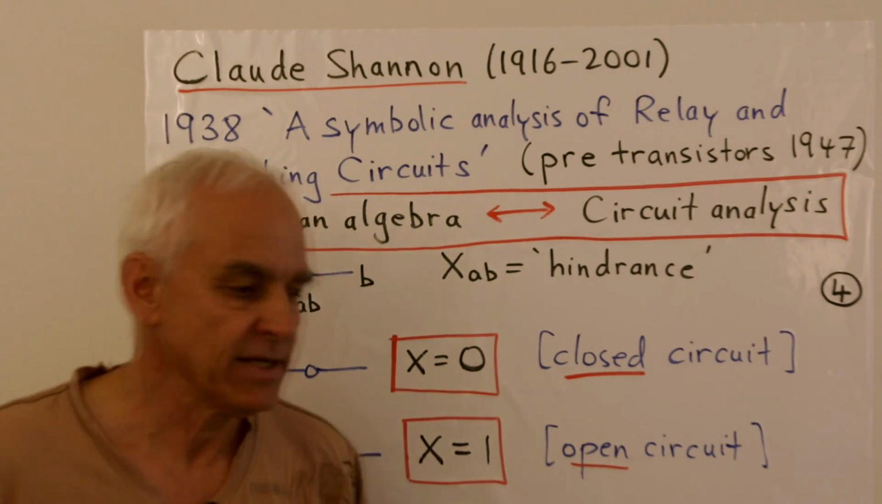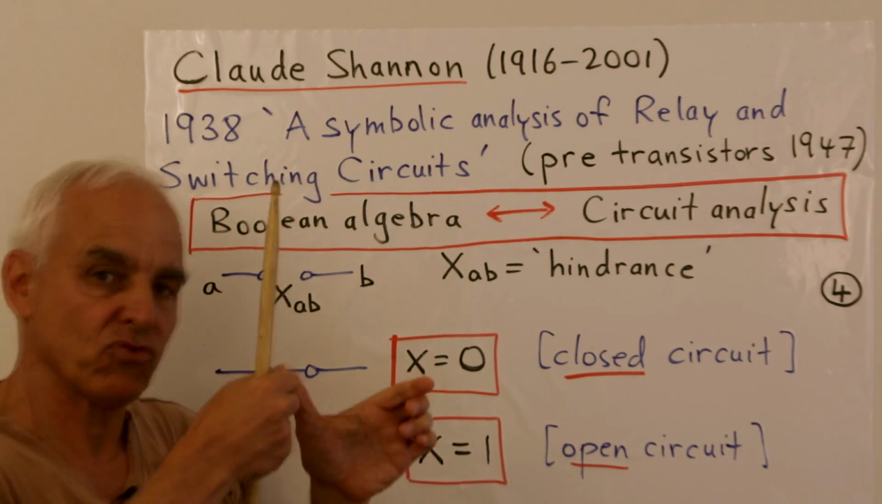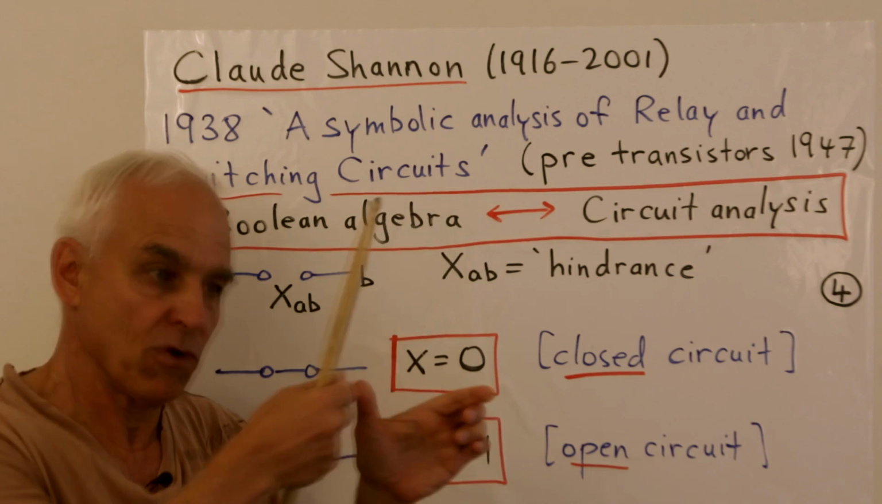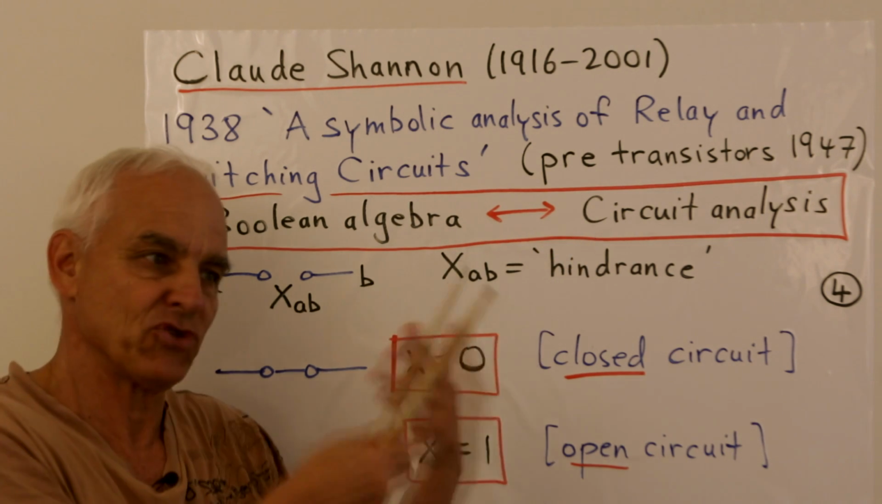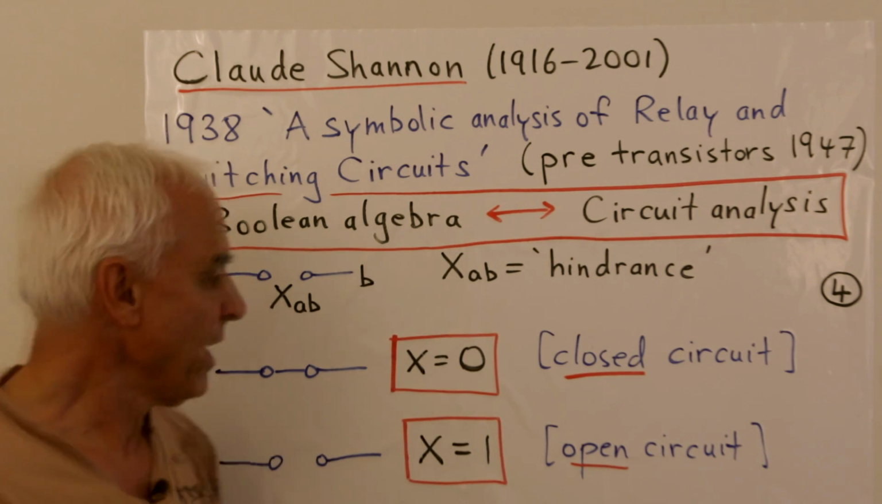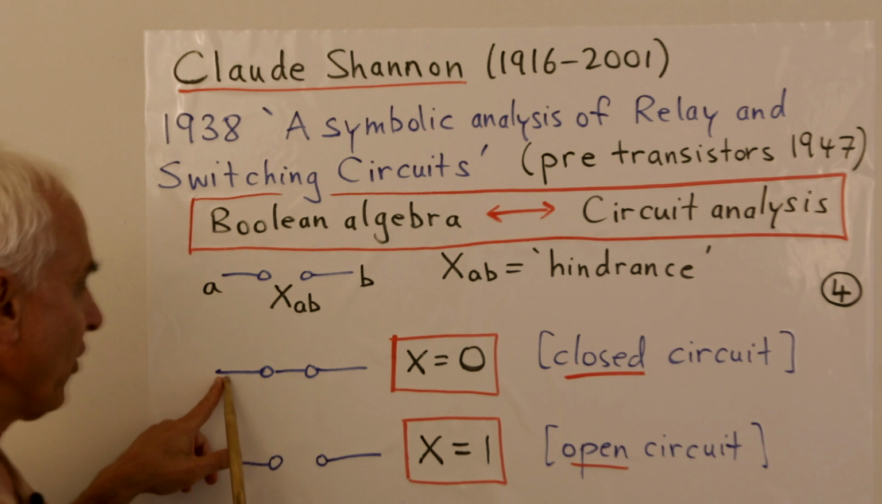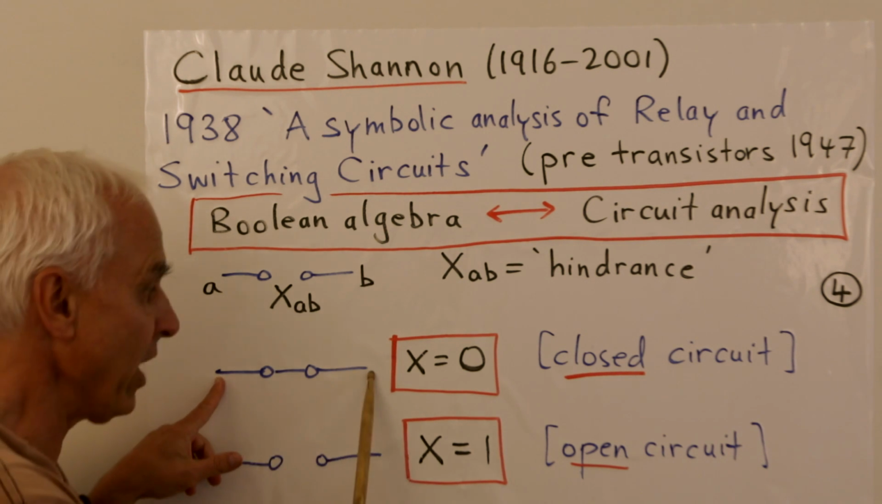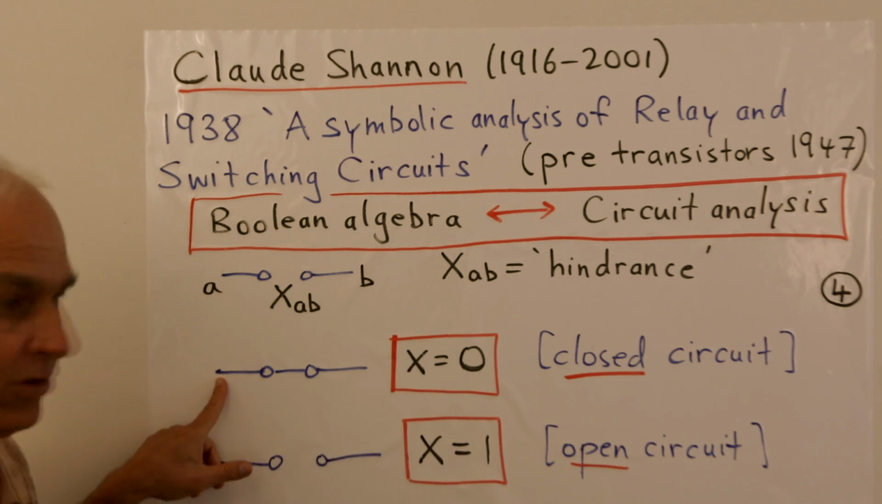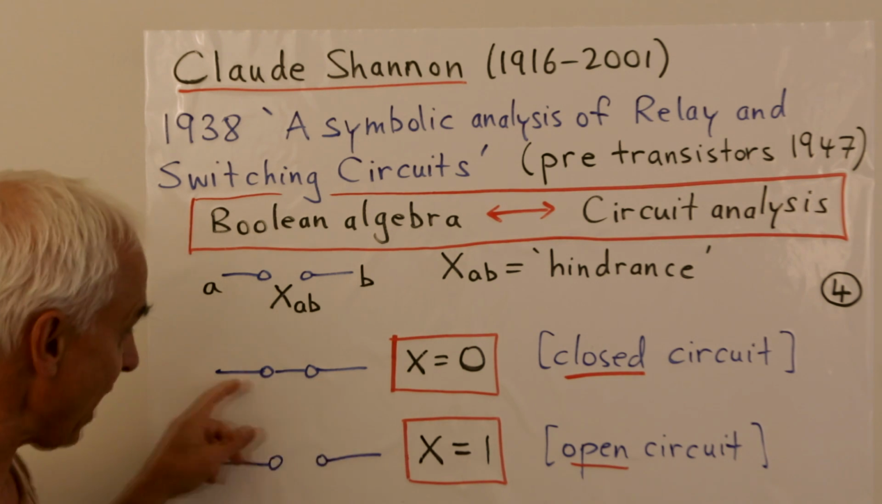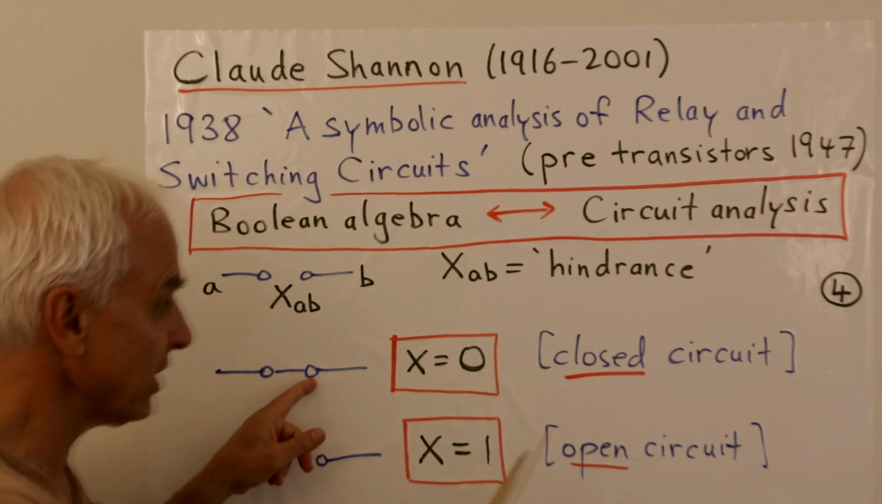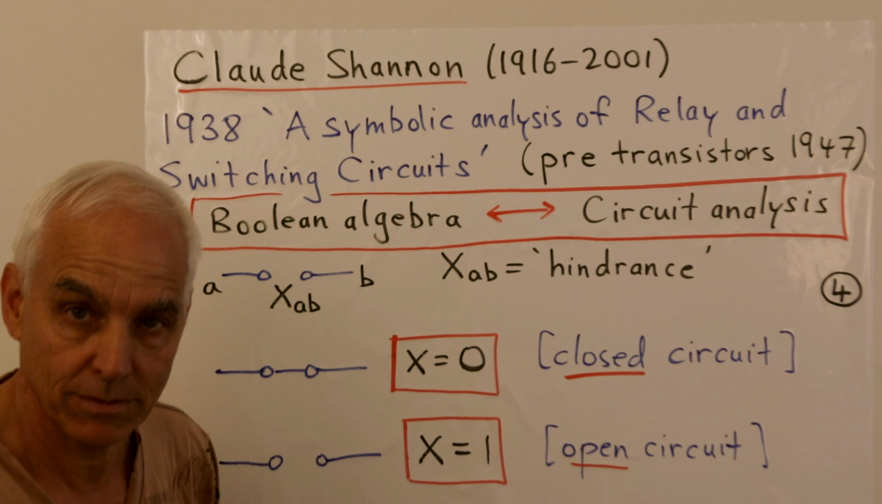So the idea is he's interested in what obstruction is there to current flowing here. So obstruction, same as hindrance. And he says that if there's no obstruction or there's no hindrance, the hindrance is 0, that means that we can actually pass current through there.